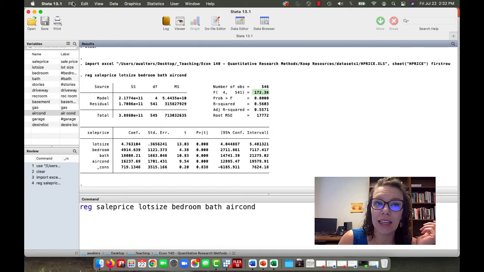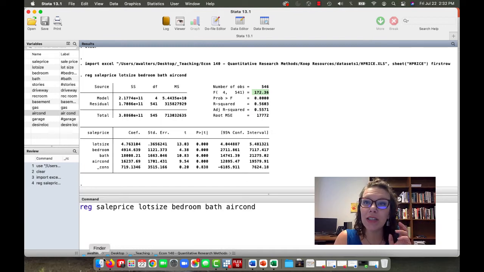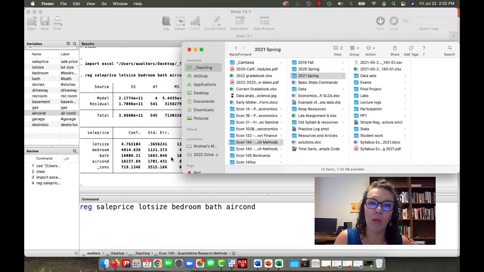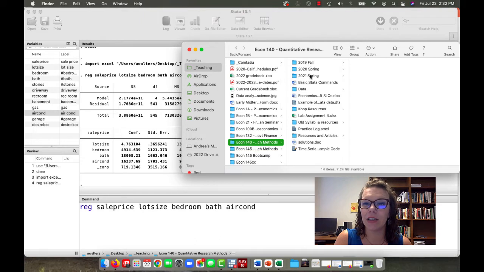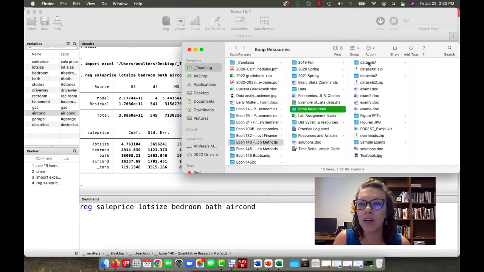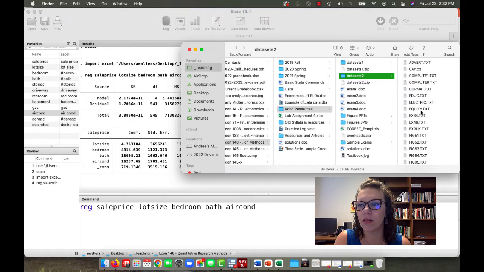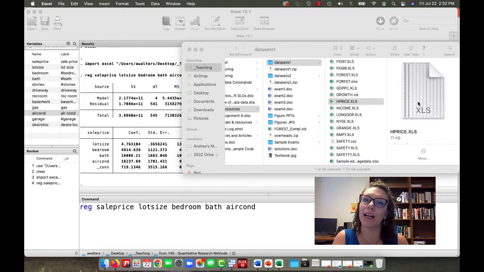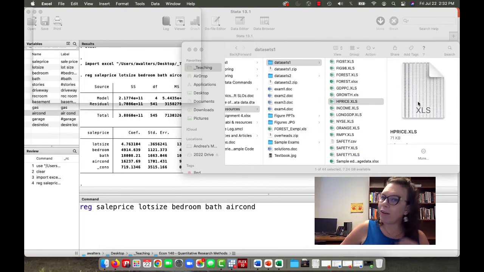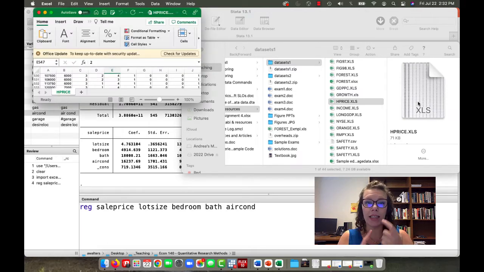If you don't use Stata, what you'll find is really, really similar stuff. So I'm going to open the exact same data set, but in Excel, and you'll see that you get pretty much the exact same regression table, just organized a little bit differently. And so whatever software you're using, you're always going to get an estimated coefficient, a standard error, a t-stat, a p-value, and a confidence interval for every explanatory variable.